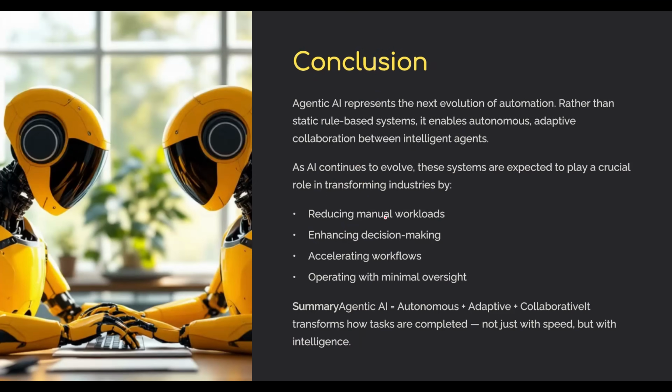Now, this is all about agentic AI. Agentic AI is really the next evolution of automation. Rather than rule based systems, it can enable autonomous systems without any constant input. Finally, agentic AI is nothing but autonomous. It can do things automatically, it can be adaptive, and it can be collaborative, and it transforms how tasks are completed, not just with speed but with intelligence.